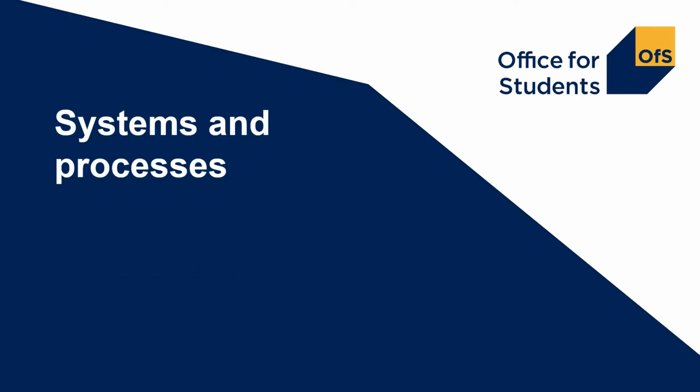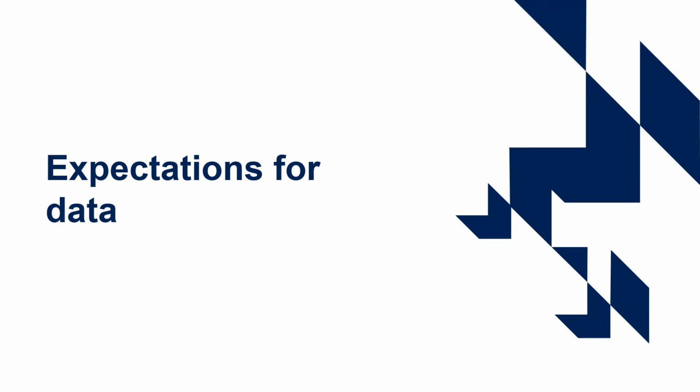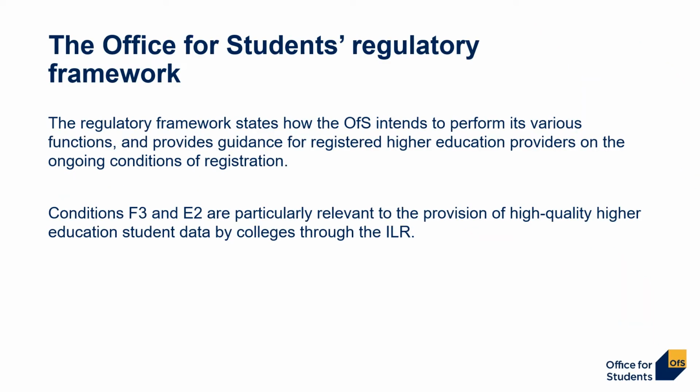Now we'll move to systems and processes. Expectations for data. Our regulatory framework states how the OFS intends to perform its various functions. It includes two conditions which are of particular relevance to the provision of student data. Condition F3 requires providers to provide data and also permits the OFS to verify it.